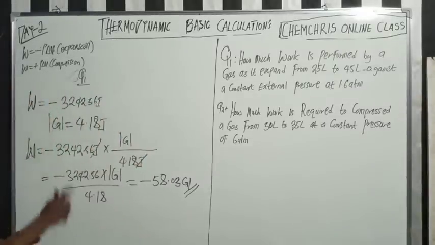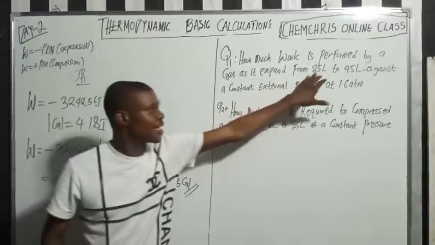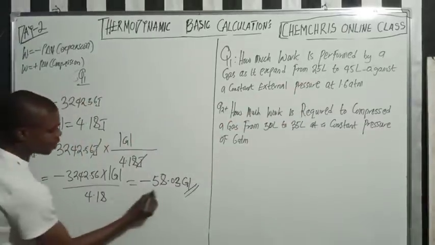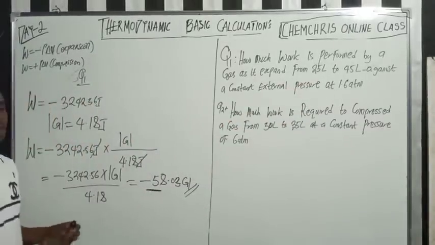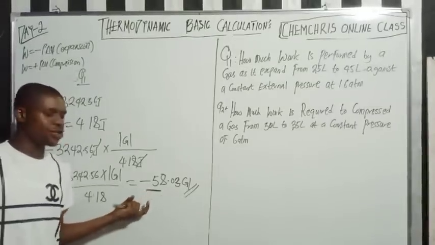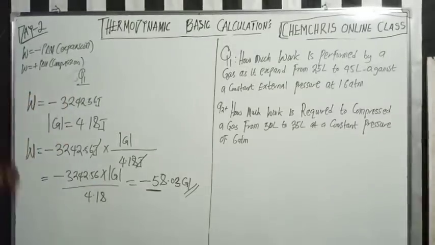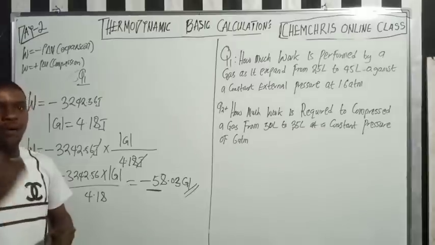Now you can see that it's an expansion. The sign I have here is minus. So when it comes to expansion, the work will always be negative. Do you understand? How about question 2?